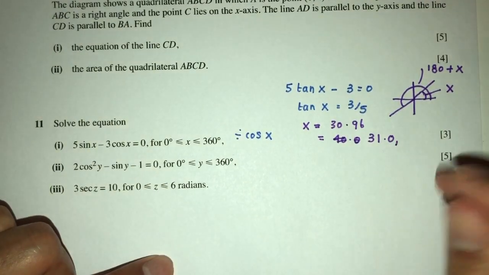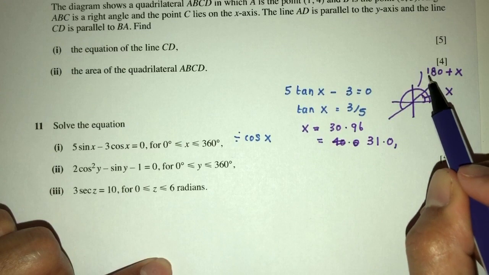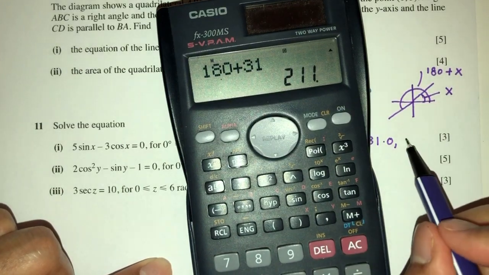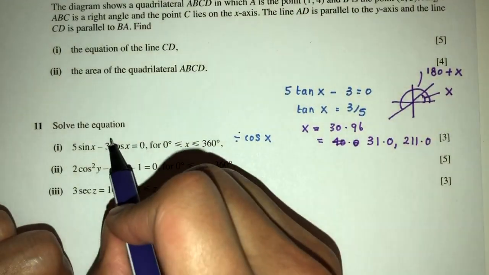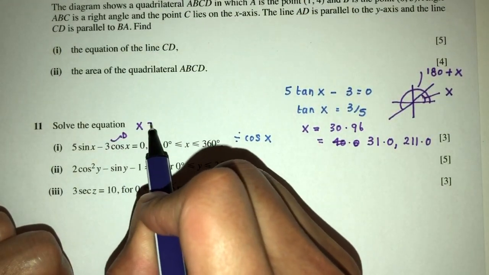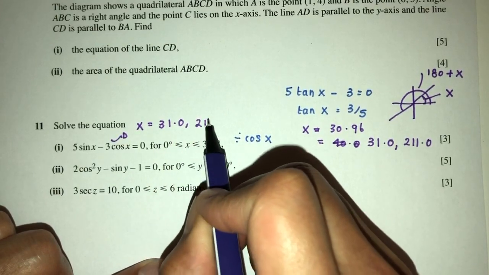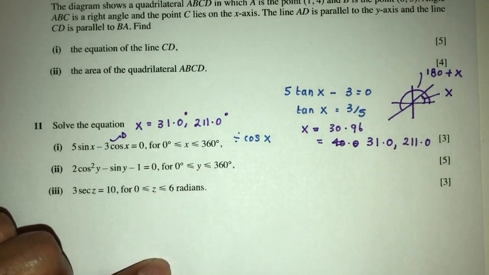Now, x will be only this value, and the other value will be 180 plus x, so it will be 180 plus 31, that will be 211. So this will be your answer for part 1. X has to be two values, 31 and then 211 degrees, with x between 0 and 360.